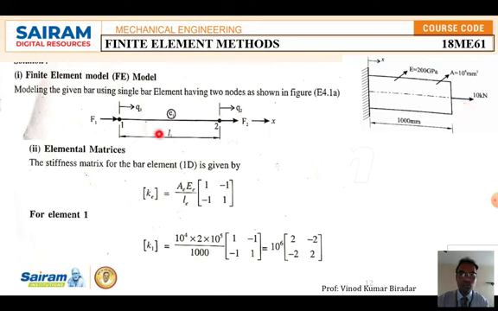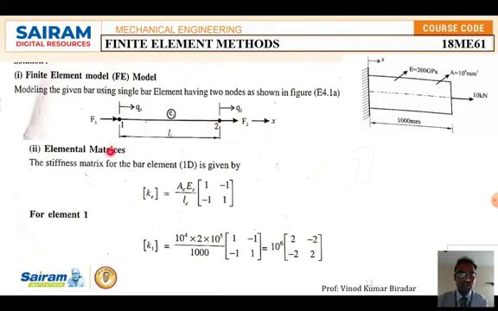Just show F1, F2, and Q1, which is nothing but the displacement at node number 1, and Q2, the displacement at node number 2, and L is the length, with 2 nodes. And element number 1: since it is only one element, draw only one element. So this is the FEM model, that is the free body diagram. In this you have to show all the elements.